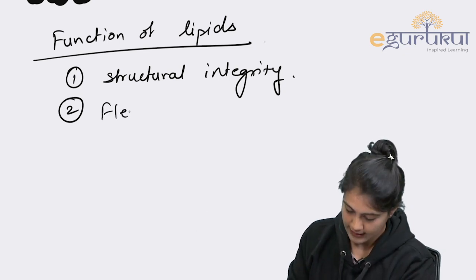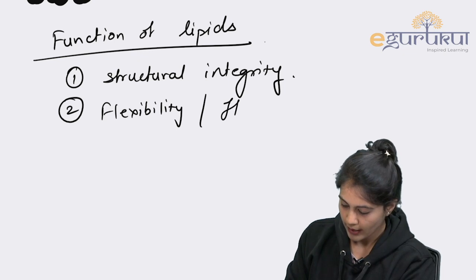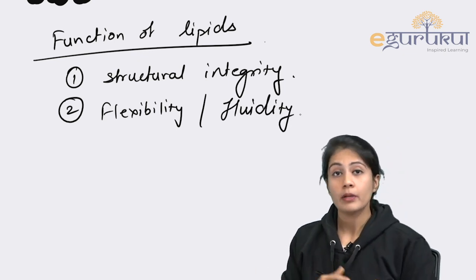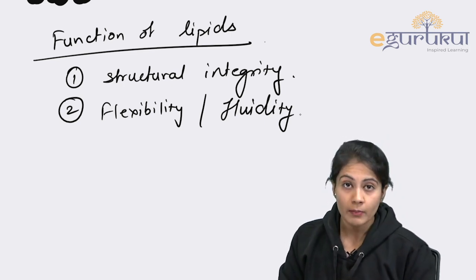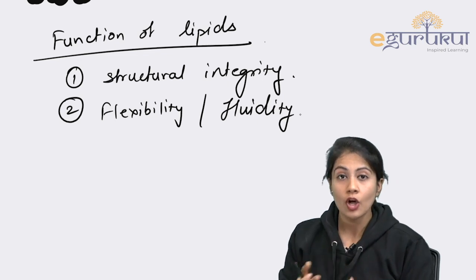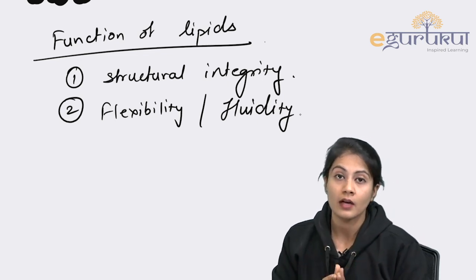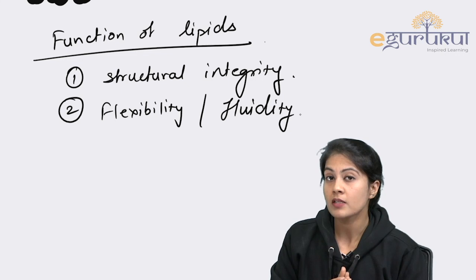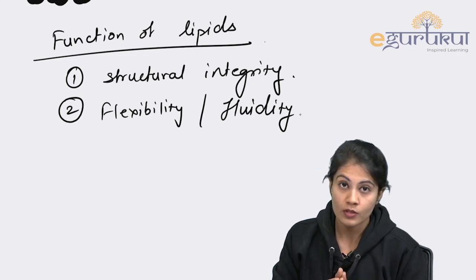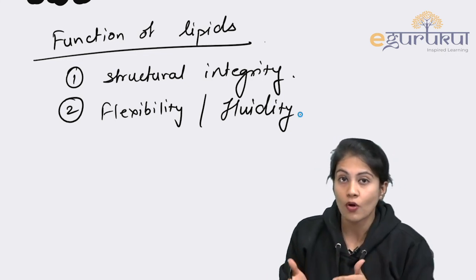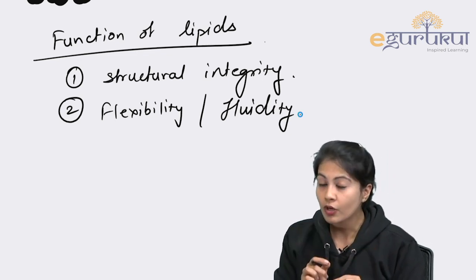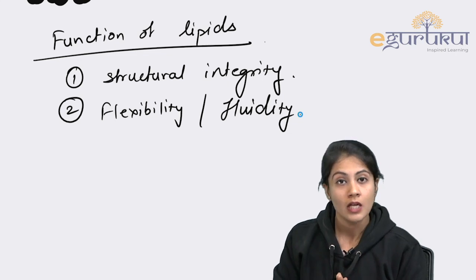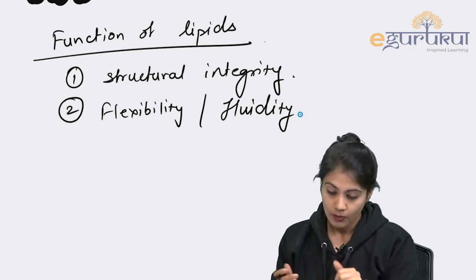What else? It will provide the flexibility, or you can write fluidity. Our skin, for example, is also made up of cells, and it also has a cell membrane. The elasticity of every cell, whenever we are discussing endocytosis or exocytosis, you must know that there is a shift of the lipids and proteins. So, this fluidity and flexibility of the cell membrane is provided by the lipids, not the proteins.